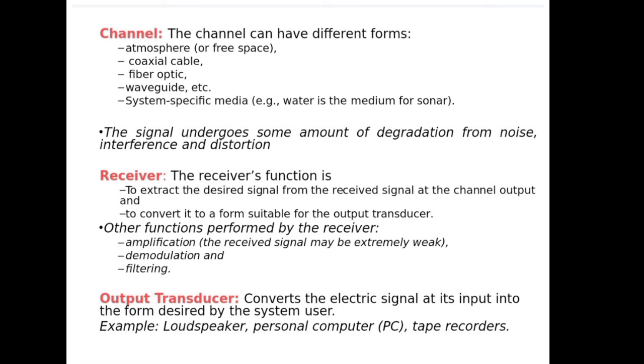Then receiver. The receiver's function is to extract the desired signal from the received signal at the channel output and to convert it to a form suitable for the output transducer. What are the other functions performed by the receiver? Some other functions are amplification, that is, the received signal may be extremely weak, so it needs amplification, demodulation and filtering. Next element is the output transducer.